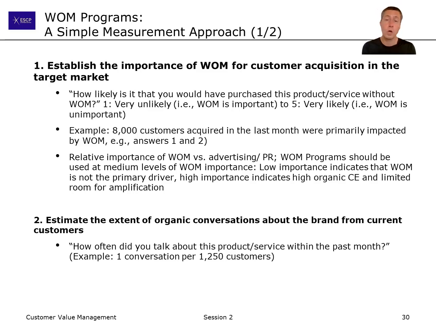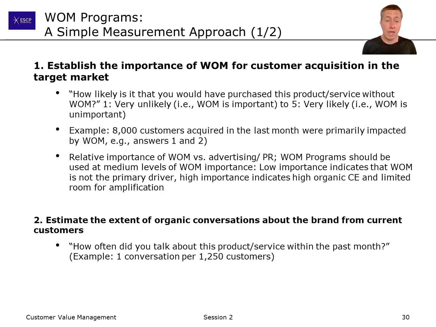in the middle. You do not want to use a word of mouth program when word of mouth is already very, very important, because then people already talk a lot about the product, and it's really, really hard to amplify this conversation even more. You can imagine this by seeing that if word of mouth is already very important, organic customer equity is already high, so there's very limited room to amplify. On the other hand, if word of mouth is really unimportant in a given sector, then there's really not much potential for amplification either, because the component of word of mouth itself is not relevant. So you rather want to target the markets where there is a medium importance.